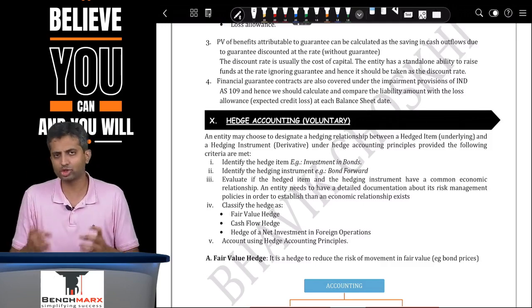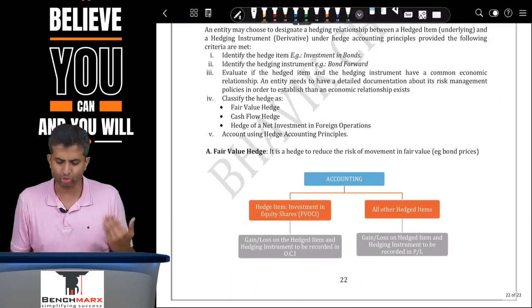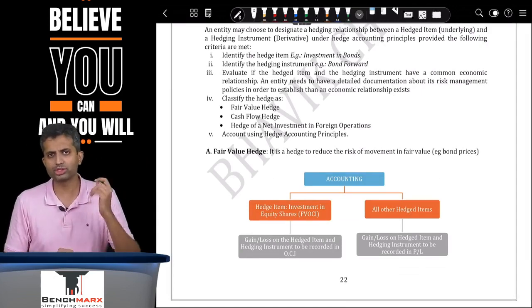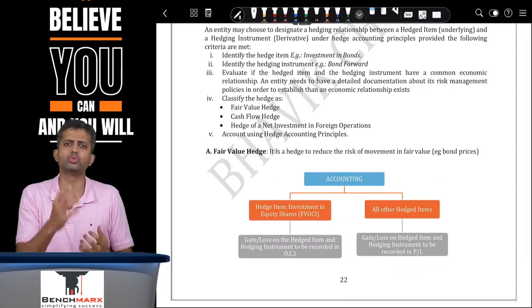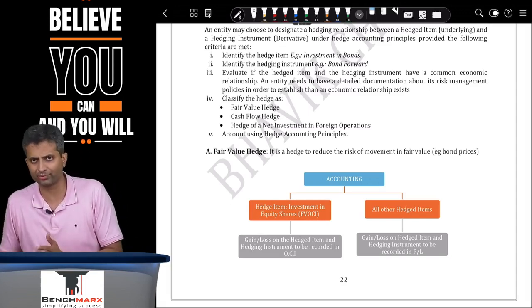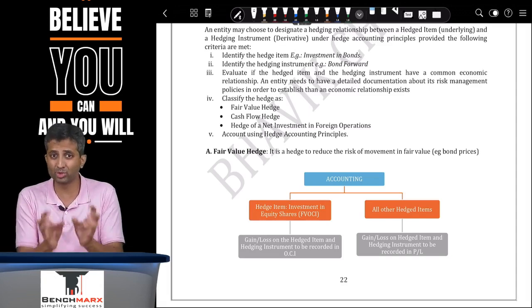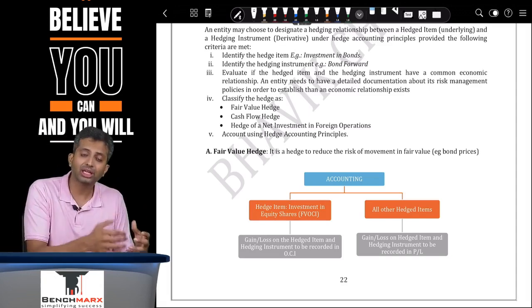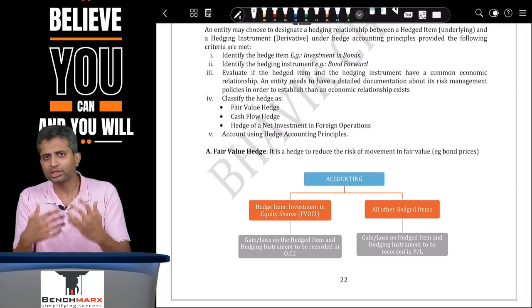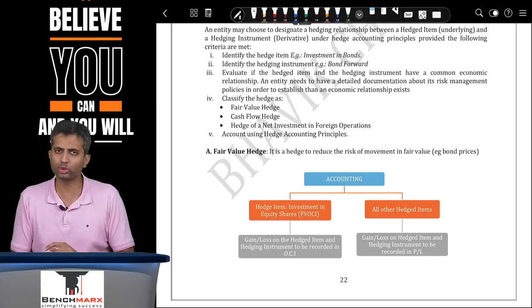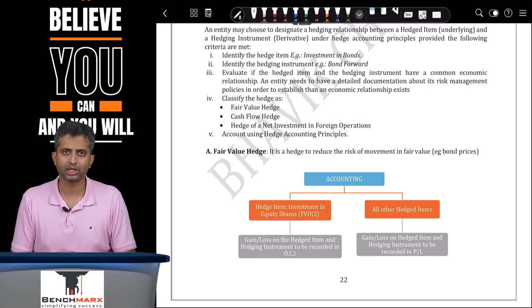Both gains and losses on the hedged item as well as the hedging instrument will go in the profit and loss account. The only exception to this rule is if the hedged item is an investment in equity shares which is shown under FVOCI, then the gain or loss on the hedged item, that is an investment in equity shares, will be a part of your OCI. The gain or loss on the hedging instrument, that is a derivative, will also go into the OCI in such cases.